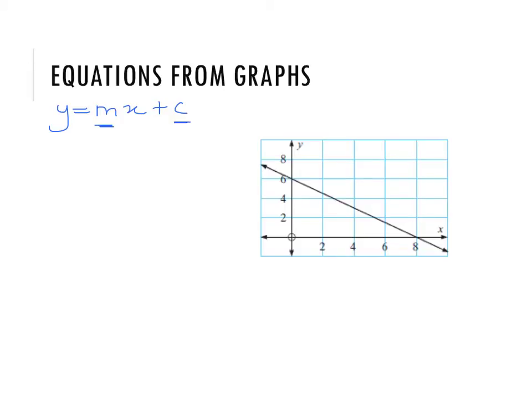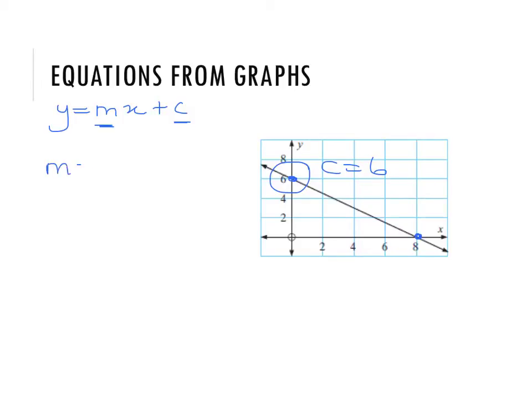Now from the graph we can see our y-intercept is 6. So we already have part of our equation. What we need to work out is our gradient. So you might remember from previously, but we'll run through this example again. One point there at 0, 6, a second point at 8, 0.